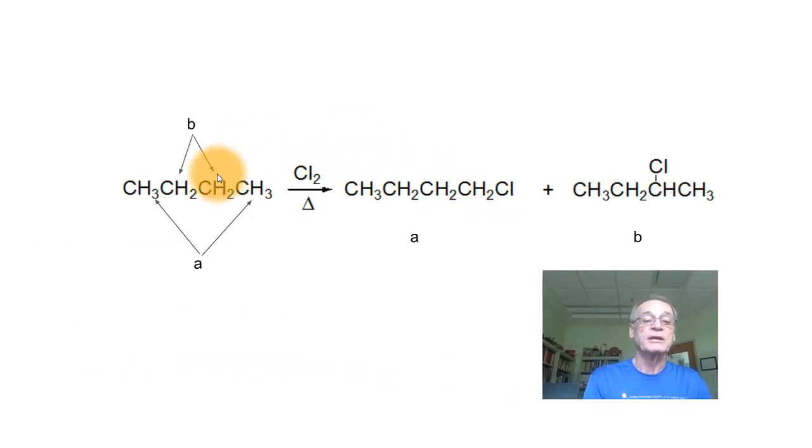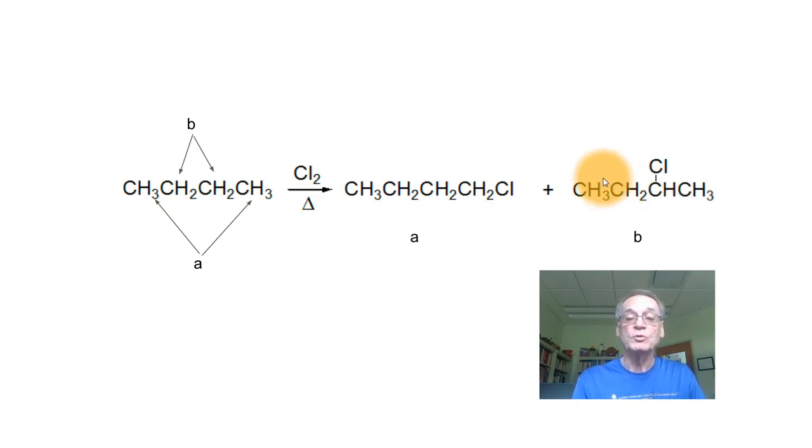What about butane? Well, we said there were 2 kinds of hydrogens there, the kind I've labeled as A and the kind I've labeled as B. And so we would expect chlorination to give 2 possible products. One where the chlorine attaches to one of the end carbons, that would be n-butyl chloride or 1-chlorobutane. If the chlorine substituted on one of the hydrogens in the middle, you would get 2-chlorobutane or sec-butyl chloride. So again, 2 kinds of hydrogens, 2 possible products.